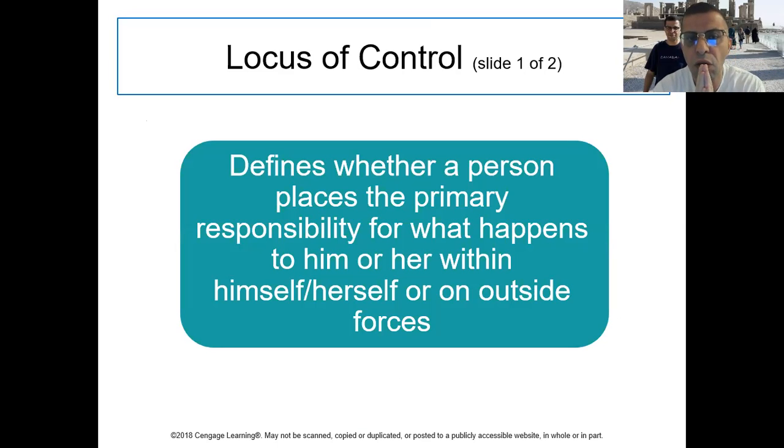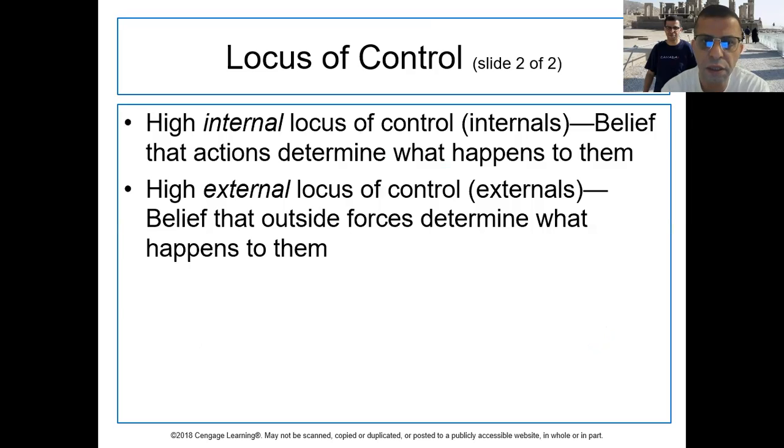Now, locus of control defines whether a person places the primary responsibility for what happens to him or her within himself or herself or on outside forces. So you blame it on yourself or you blame it on outside forces. That's the locus of control, the degree of that.